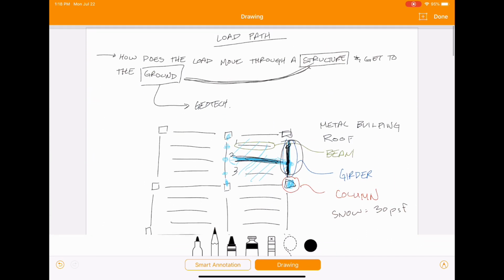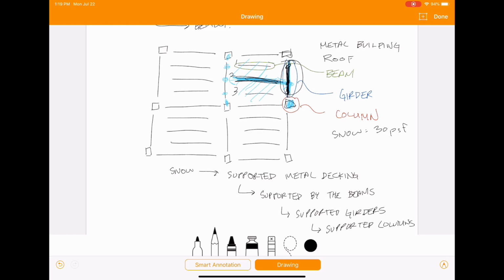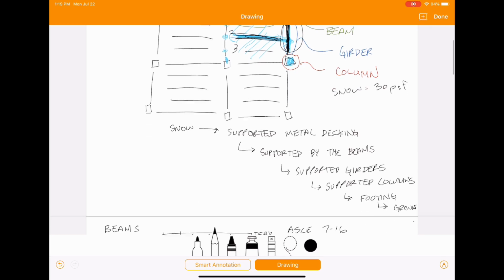And really, load path is as simple as that. It's really just conceptually visualizing in your mind how the load is getting from point A to point B. Point A in this instance is where the load is originating from, whether it's snow, dead load, live load, whatever, and then moving it through to the ground. And once we get it to the ground, then it's the geotechnical engineer's problem, and they get to deal with it. We just need to get it to the ground.